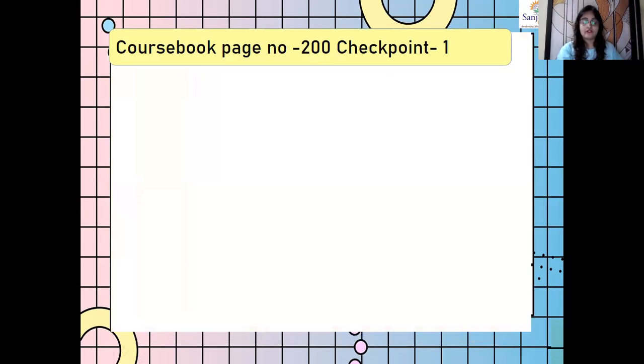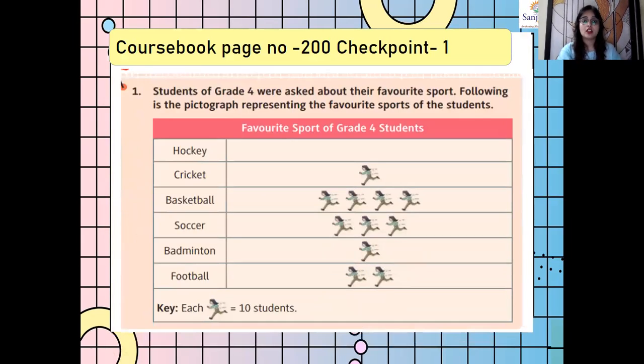Okay. Now, we will be solving our checkpoint question number 1, that is on course book page number 200. Okay. Now listen to me carefully. I'm reading the question. Students of grade 4 were asked about their favorite sport. Following is the pictograph representing the favorite sports of the students. So students of grade 4, they were asked which sport is their favorite, and they have represented that data in a pictograph. Okay. The favorite sport of grade 4 students: hockey, no one likes. Then cricket. Cricket, one symbol is given.